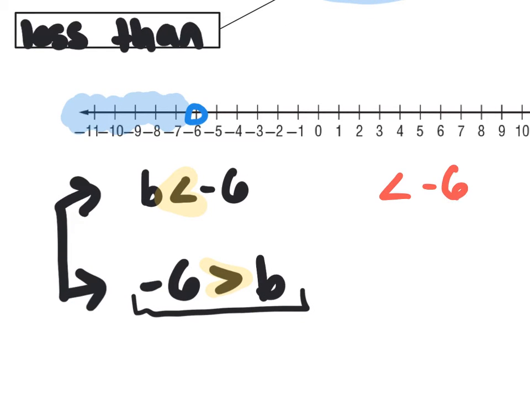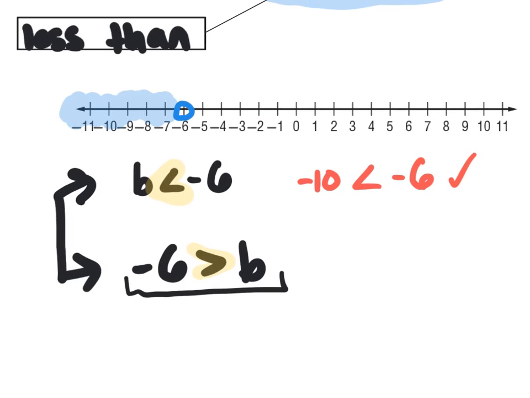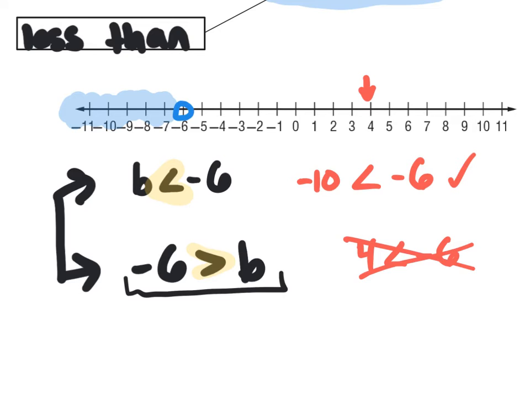I'm going to pick a number from my shaded region. I'm going to pick -10. Is -10 less than -6? Yes. I know I shaded in the right direction. Notice what happens, though, if I pick a number that is not in the shaded direction, like 4. If I try to put 4 in for b, I'll say, ooh, 4 is not less than negative 6. That means I should not be shading in the direction of the 4. That's another tool that you can use to make sure that you are shading in the correct direction.